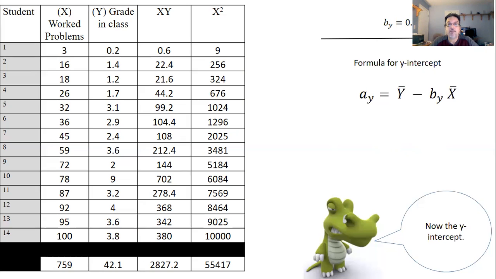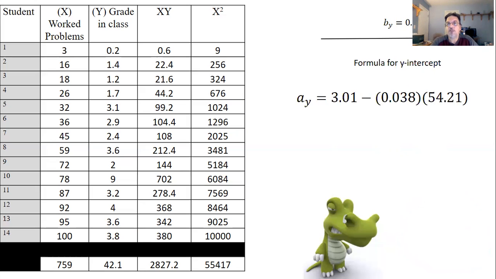759 divided by 14 to give us the mean of x, 42.1 divided by 14 to give us the mean of y. I'm not really going to pause here. I think that that's fairly easy for us to do. So it should be our formula for the y-intercept, 3.01 minus the quantity 0.038 multiplied by 54.21. Go ahead and solve for that, and then come back and we'll compare our answers.